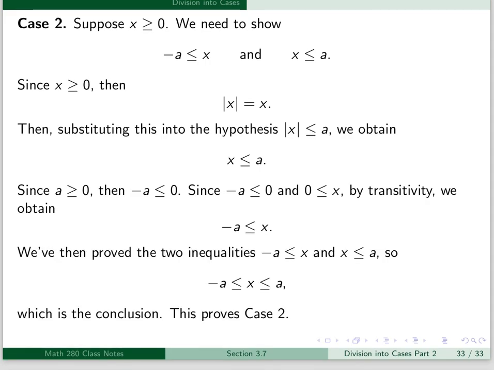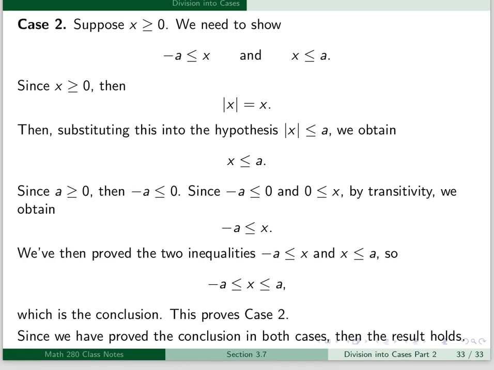So we've then proved the two inequalities, minus a less than or equal to x and x less than or equal to a. So we get our double inequality, minus a less than or equal to x less than or equal to a, which is our conclusion. And this proves case 2. Since we've now proved the conclusion in both of our cases, then the result holds.